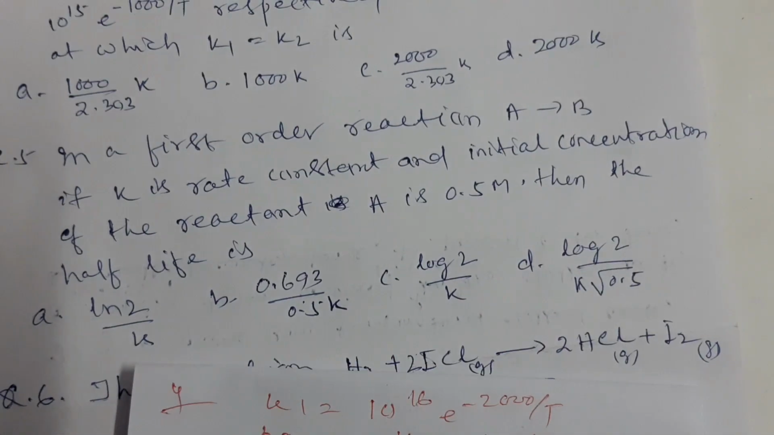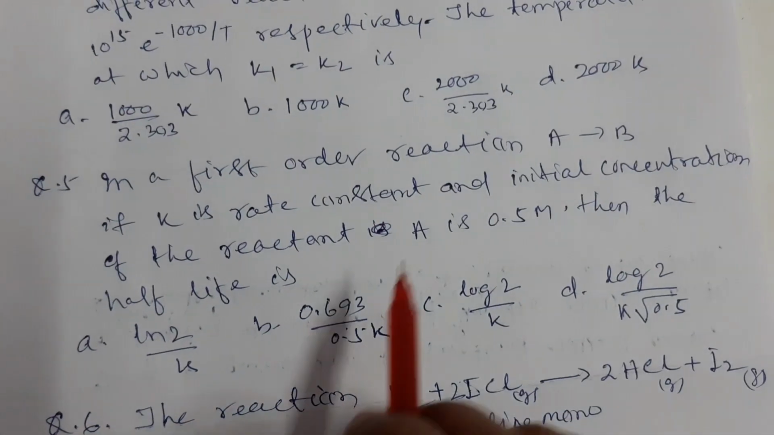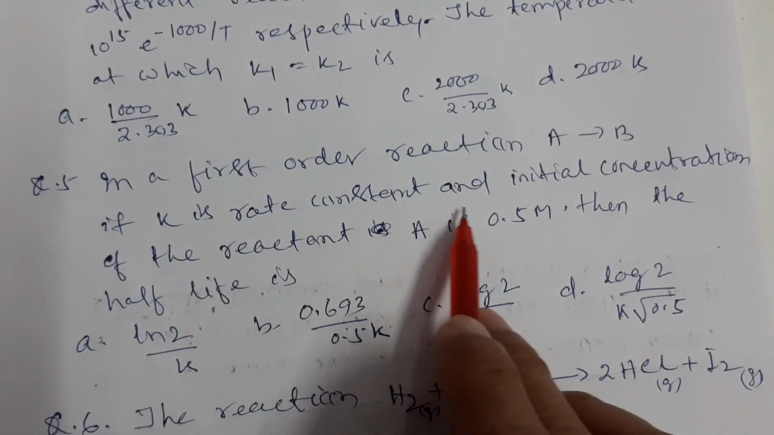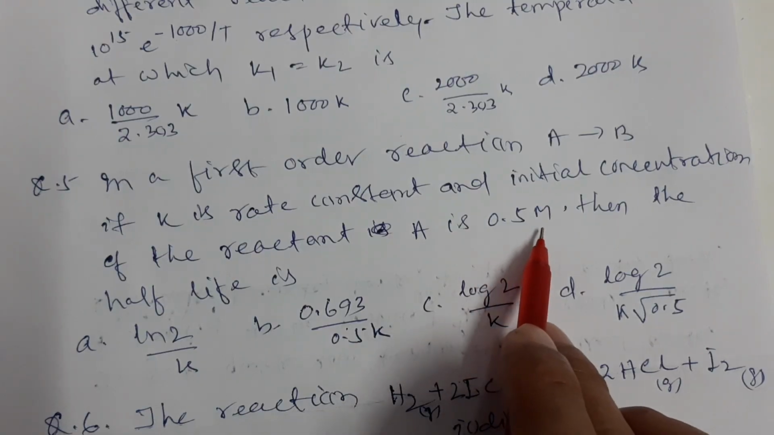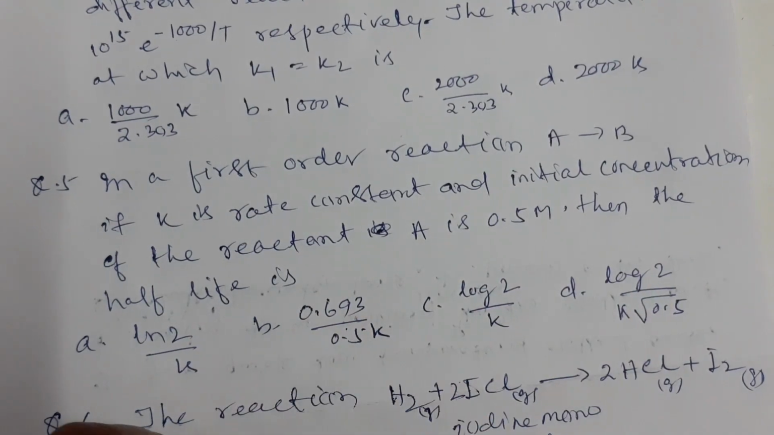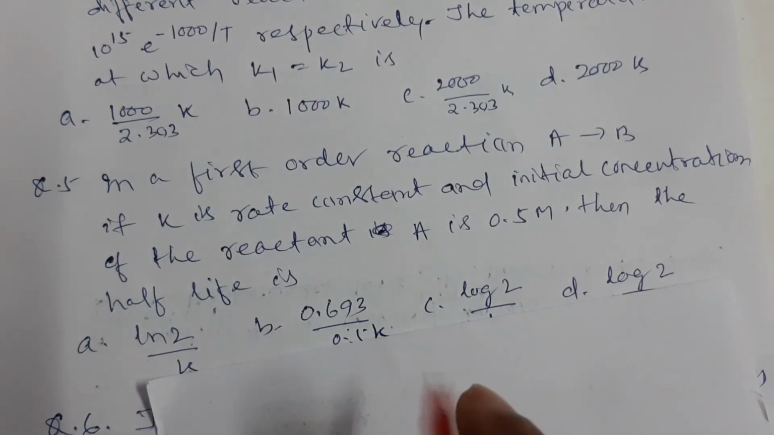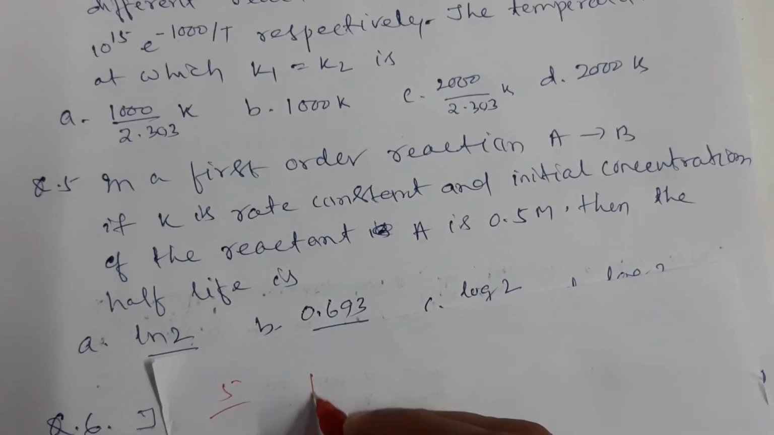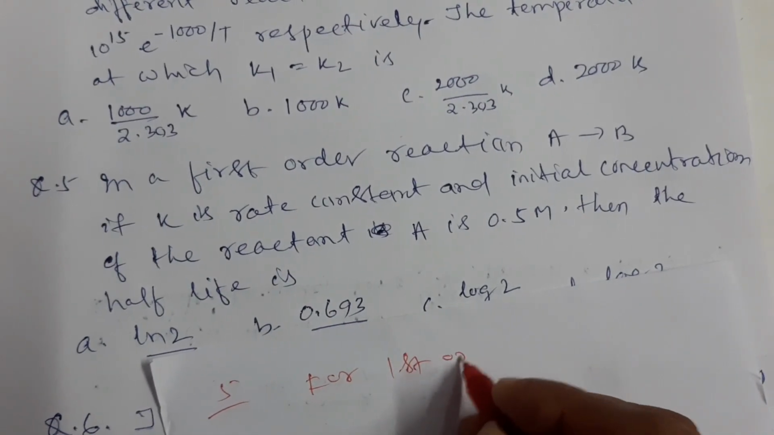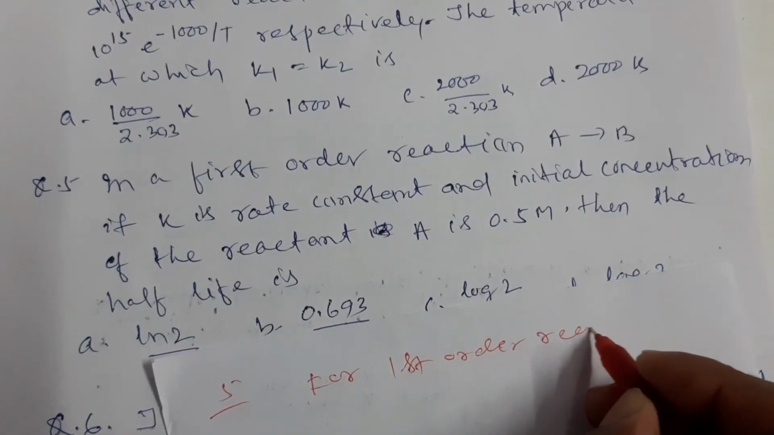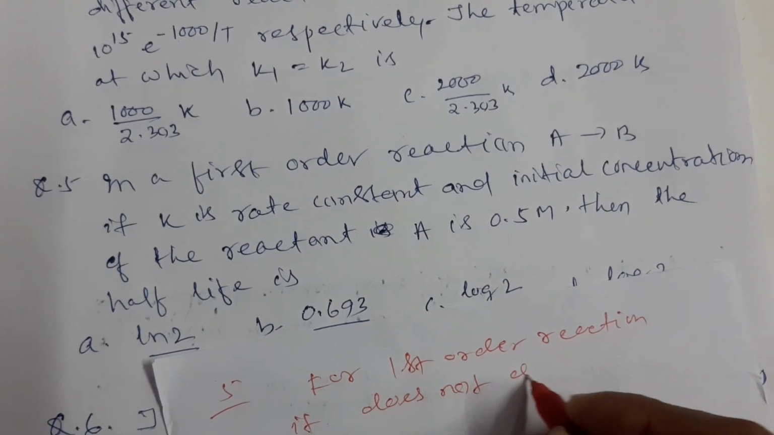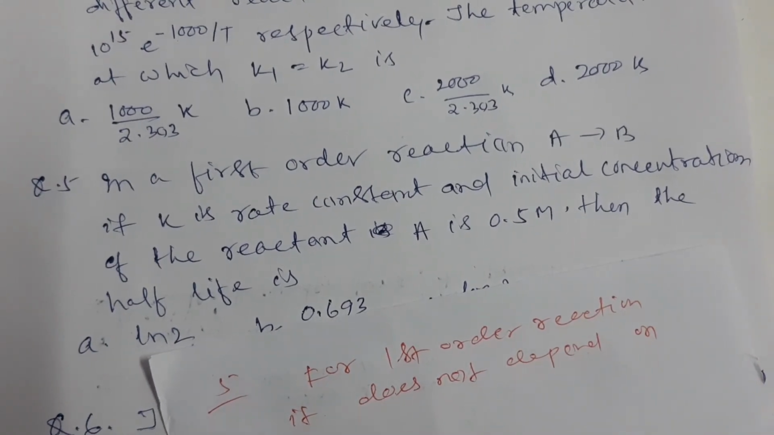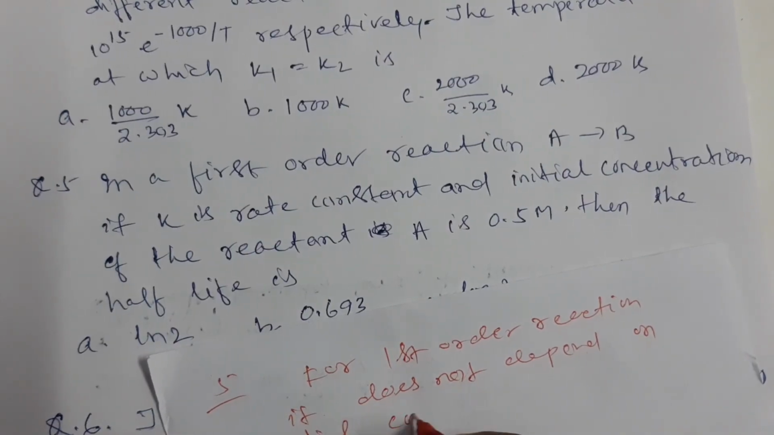Next, question number 5. In a first order reaction A to B, if K is the rate constant and the initial concentration of the reactant A is 0.5 molar, then what is the half-life? You see, for a first order reaction, the half-life does not depend on the initial concentration.